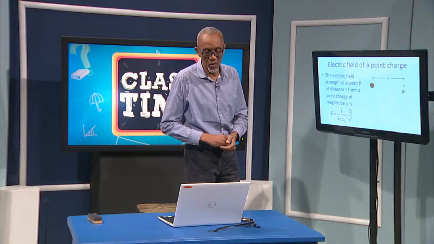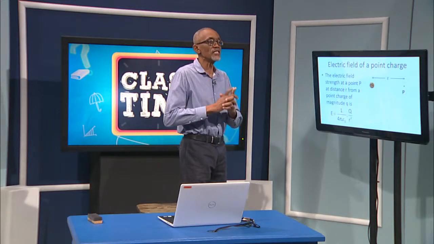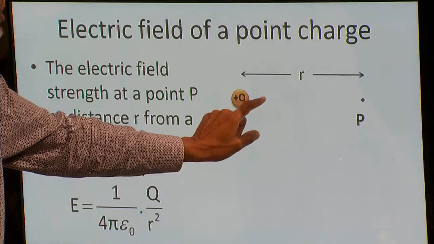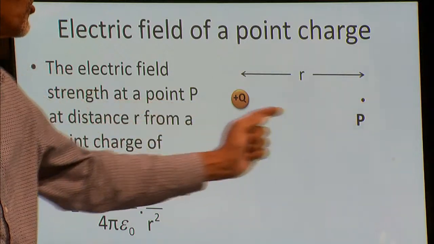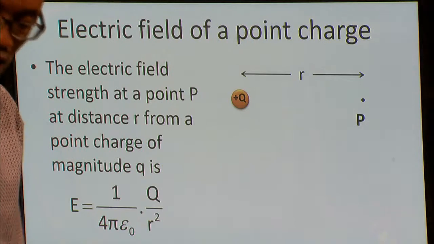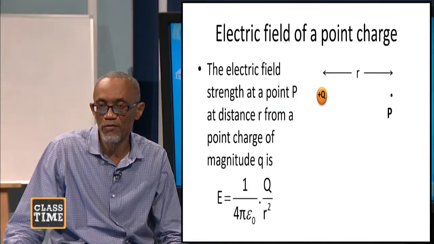Right? So that's for the magnitude of the electric field. And we can determine the direction of the electric field by just putting a positive test charge in the field, and we see which direction it will move in, and that will give you the direction of the electric field. So this E equal to 1 over 4 pi epsilon 0 Q over r squared is the magnitude of the electric field.